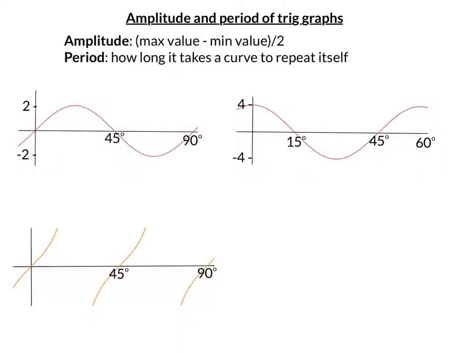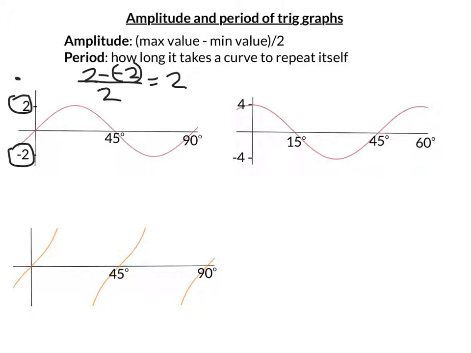In this video, we're going to look at the amplitude and period of trig graphs. So let's look at this first trig graph. The amplitude is the maximum value subtract the minimum value, divided by 2. So it's 2 take away -2, all divided by 2. And this would be 4 over 2, so the amplitude would be 2.